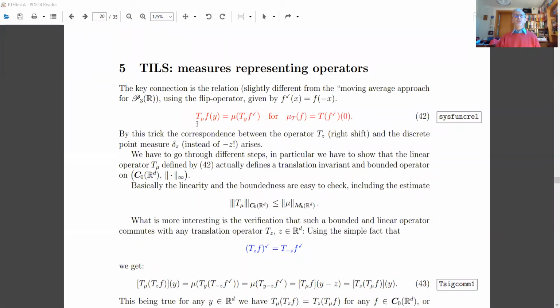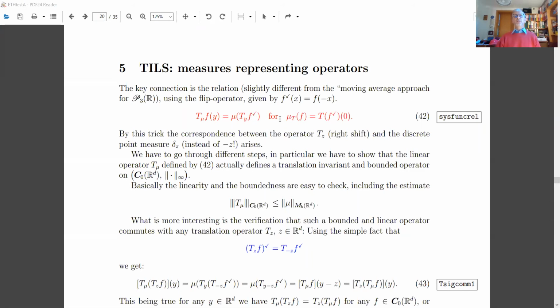The operator, which is a translation invariant linear system, I call it T mu, induced by a measure, by a linear functional, is obtained pointwise by mu applied to the function, which is f flipped, then shifted by the argument y. So it's T y f flipped. Or you could say it's T minus y f and then flipped.